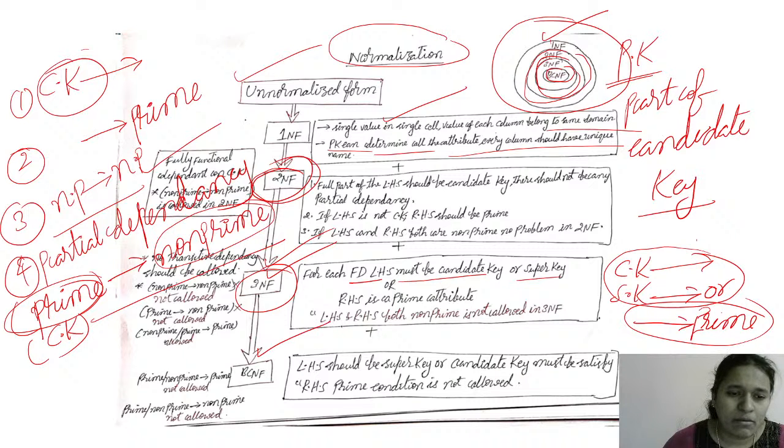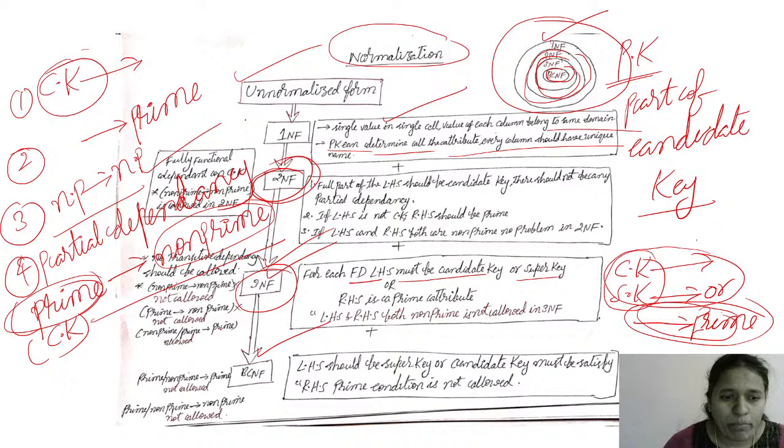Okay, what is Boyce-Codd normal form or BCNF? In BCNF, LHS should be super key or candidate key. Right hand side prime condition is not allowed in BCNF. If right hand side is prime, it is not in BCNF. For third normal form, if right hand side is prime, then it is in 3NF. If suppose left hand side is not candidate key or super key, then right hand side is prime, there is no problem. We can say that relation is in third normal form.